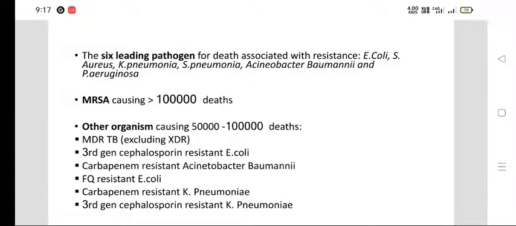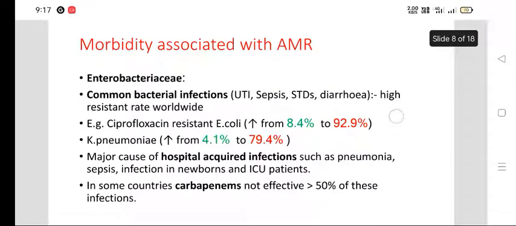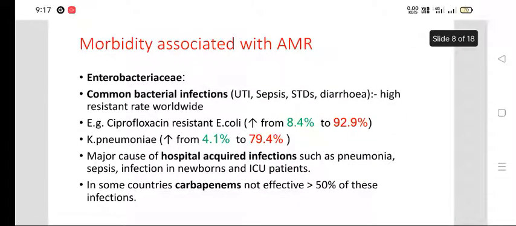Other organisms causing 50,000 to 1 million deaths include MDR TB, excluding XDR tuberculosis, third-generation cephalosporin-resistant E. coli, carbapenem-resistant Acinetobacter baumannii, fluoroquinolone-resistant E. coli, carbapenem-resistant Klebsiella pneumoniae, and third-generation cephalosporin-resistant Klebsiella pneumoniae. Now, morbidity associated with antimicrobial resistance: common bacterial infections such as UTI, sepsis, sexually transmitted diseases and diarrhea have very high resistance rates worldwide, for example ciprofloxacin-resistant E.